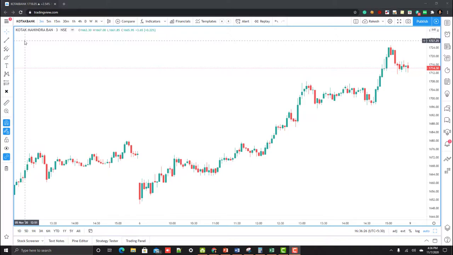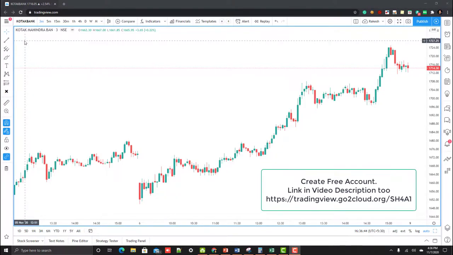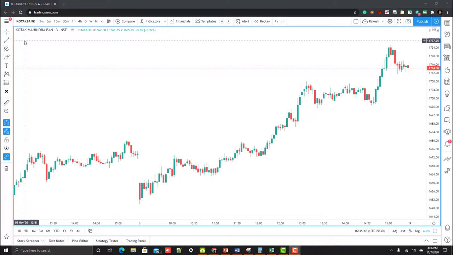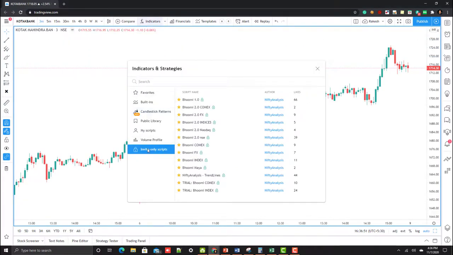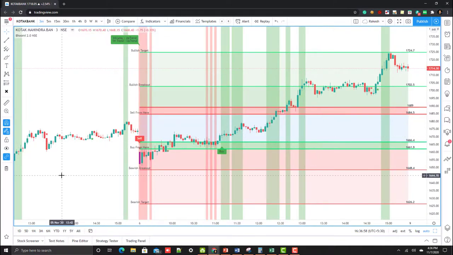Bhumi 2.0 is a market directional indicator that has been designed on tradingview.com, and tradingview.com is a social platform for all traders. You can create your account for free, and Bhumi works on a free account. If you do not have an account with TradingView, you can click on the link below to create a free TradingView account. Now, once you get access to this indicator, you will have to go to f of x, click on invite only, and you will see Bhumi 2.0 here. You click on it and Bhumi is on your screen.